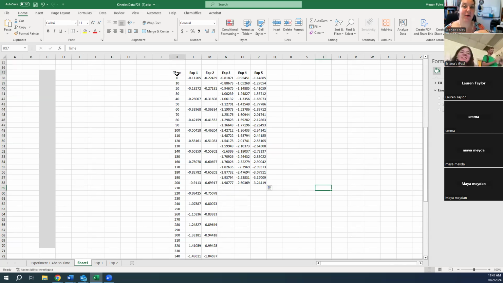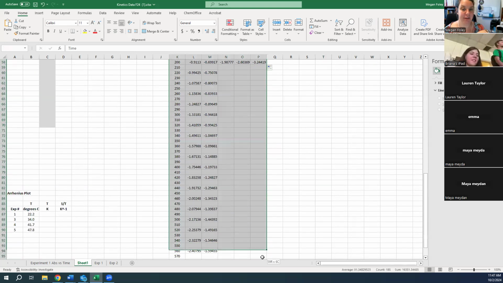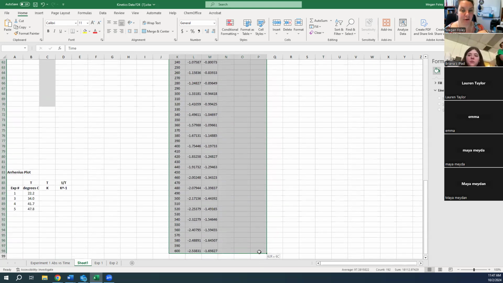Okay, so now we're going to take all of this data. So we're going to drag down to 600 seconds and make sure you get all 6 columns. So we're going to have our time column, our experiment 1, 2, 3, 4, and 5. We're going to copy these.